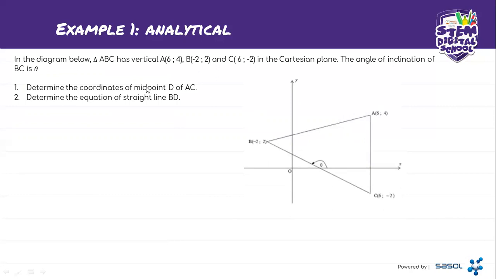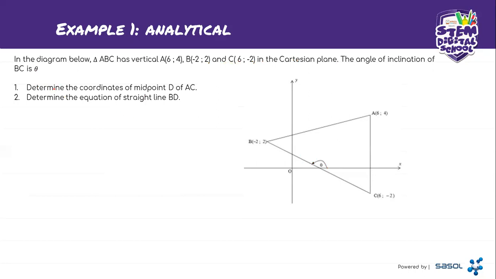All right, now we are having a scenario, and let's see what we're having in the diagram below. Let me take my pen first. In the diagram below, triangle ABC has vertices A at (6, 4), B at (-2, 2), and C at (6, -2). In the Cartesian plane, the angle of inclination of BC is theta. You can see there's an angle there, which is theta.